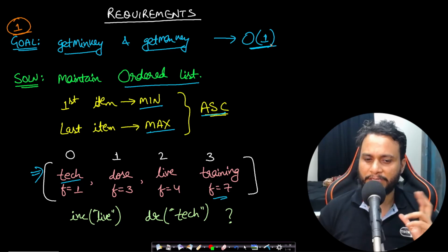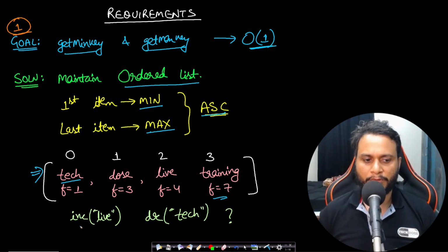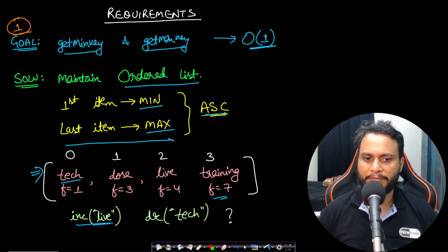Now let's consider the increase and decrease key. Let's say that I am calling increase on live. So what I need to do is find out where live is present. So I will have to iterate through the entire list. It can be present anywhere. So this becomes order of n.